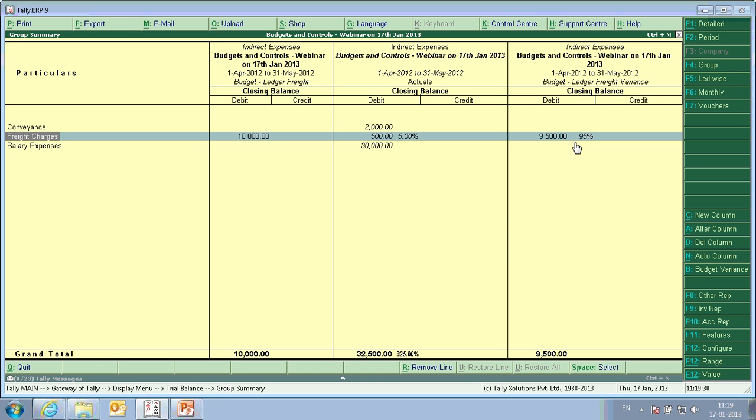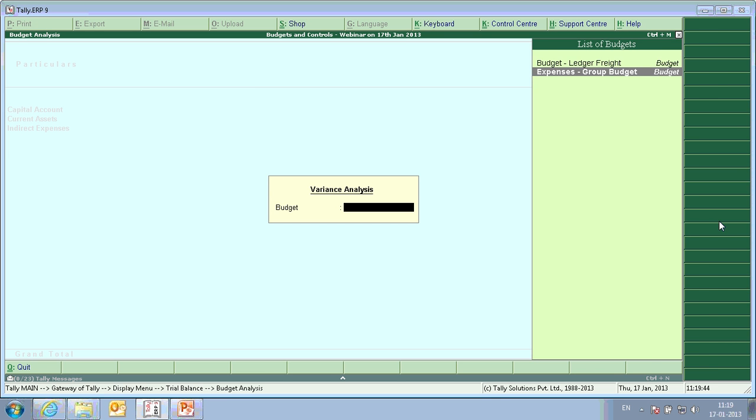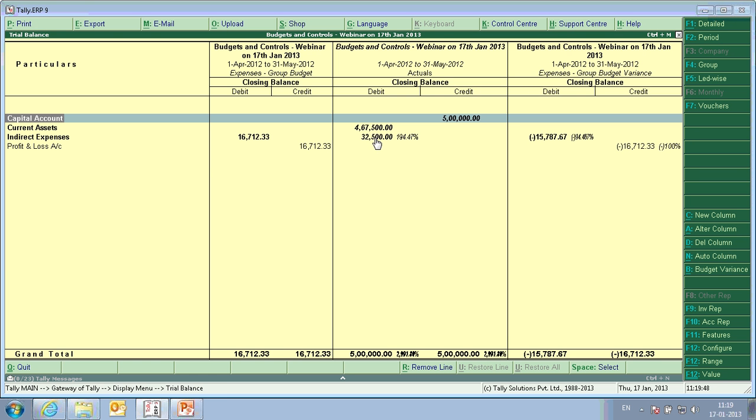Are we clear? What is the difference between group budget and ledger budget? When you go back and apply the budget to indirect expenses, it will also include freight, because freight is under indirect expenses. In a group budget, it will also include freight. So you need to understand the difference between ledger budget and group budget. Shiv says, because we set the budget on a ledger basis. You are right, sir. Yeah, are we clear?